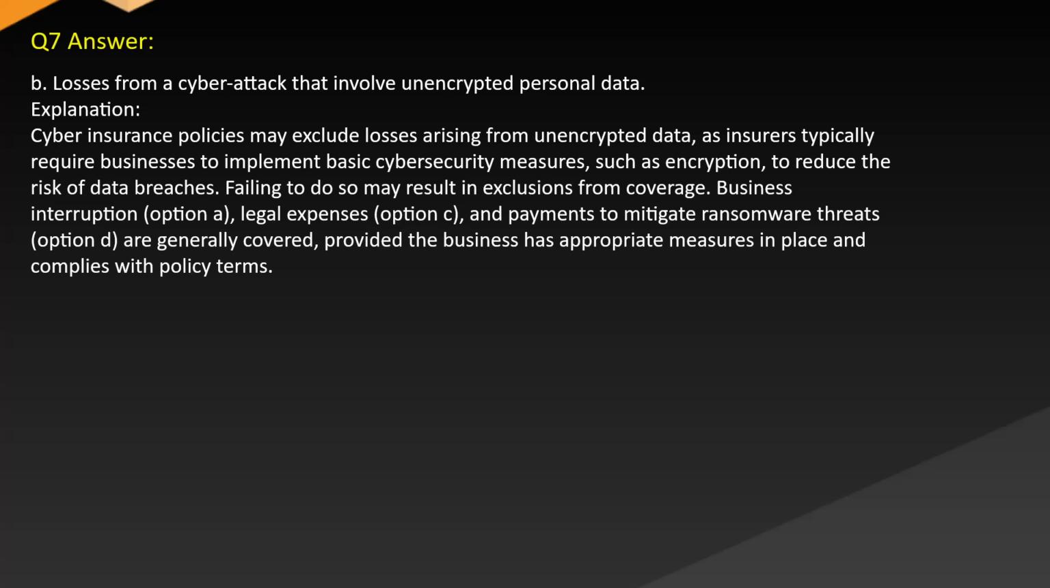Answer: B. Losses from a cyber attack that involve unencrypted personal data. Explanation: Cyber insurance policies may exclude losses arising from unencrypted data, as insurers typically require businesses to implement basic cybersecurity measures such as encryption to reduce the risk of data breaches. Failing to do so may result in exclusions from coverage. Business interruption, option A, legal expenses, option C, and payments to mitigate ransomware threats, option D, are generally covered provided the business has appropriate measures in place and complies with policy terms.